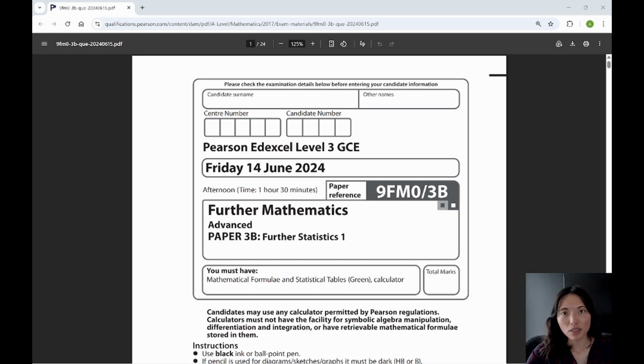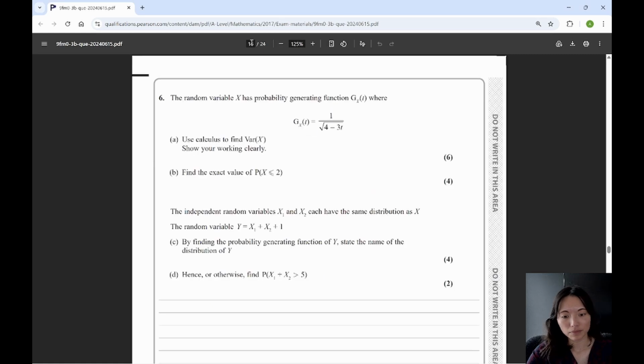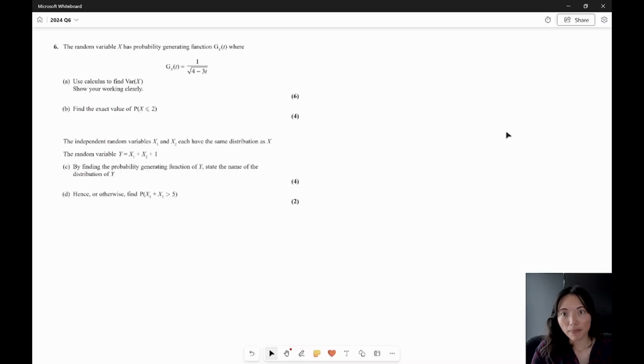We now look at question 6 of the Further Statistics A-Level paper from 2024. In this question, we're given a random variable x, which has a certain probability generating function. In part A, we're asked to find variance x. Let's do this together. Probability generating function is quite an important topic in A-Level Further Statistics.